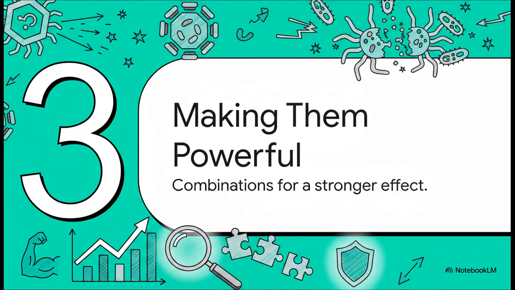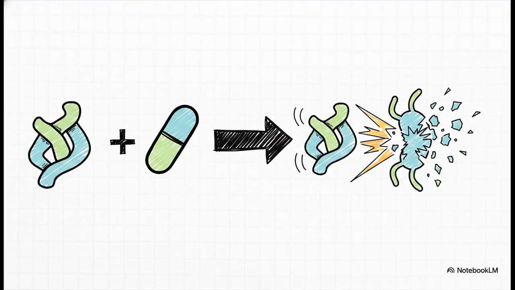So we know these enzymes are powerful, but is there a way to make them even more powerful? The answer is yes. And we do this by using them in combinations. Let's see how. The main idea here is teamwork. When we combine an enzyme with another substance, like an antibiotic, their combined power is much greater than their individual power. This is a very important concept. It is called a synergistic effect. Please remember this term, synergistic effect.